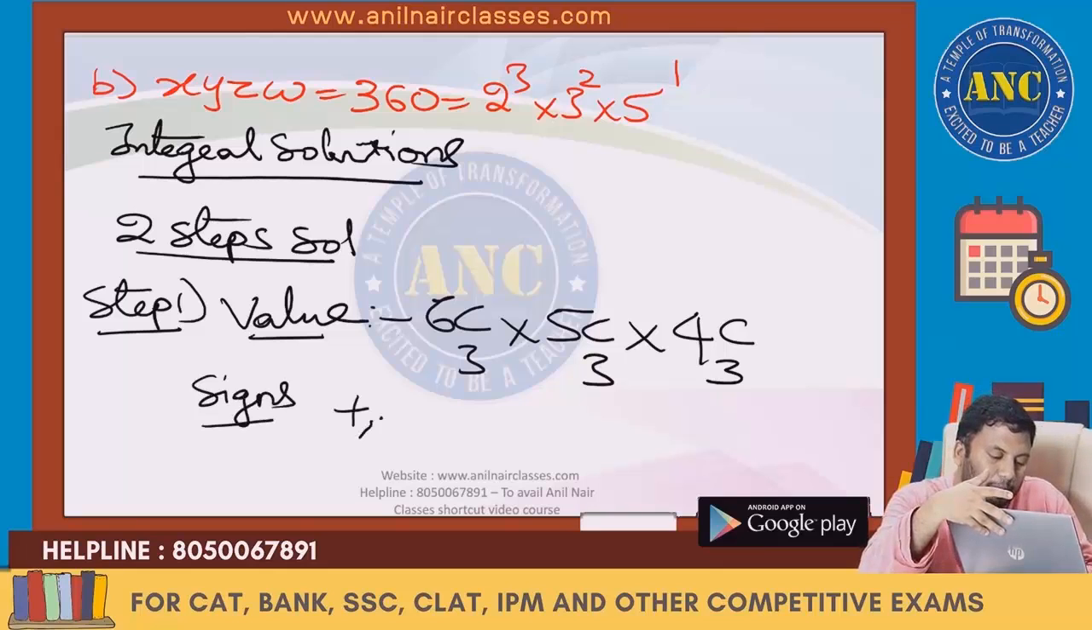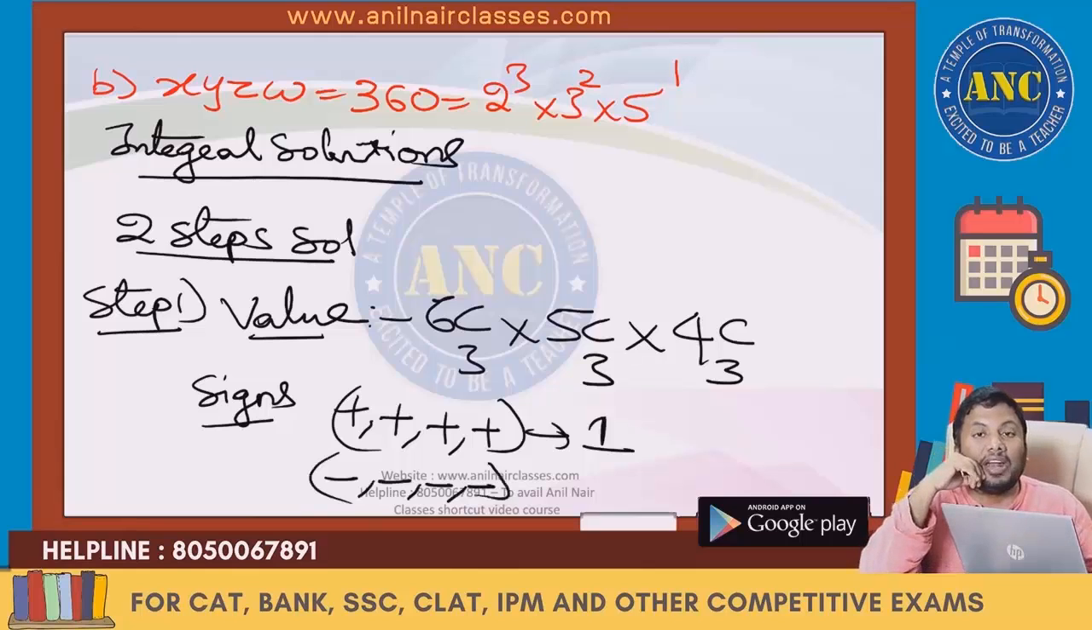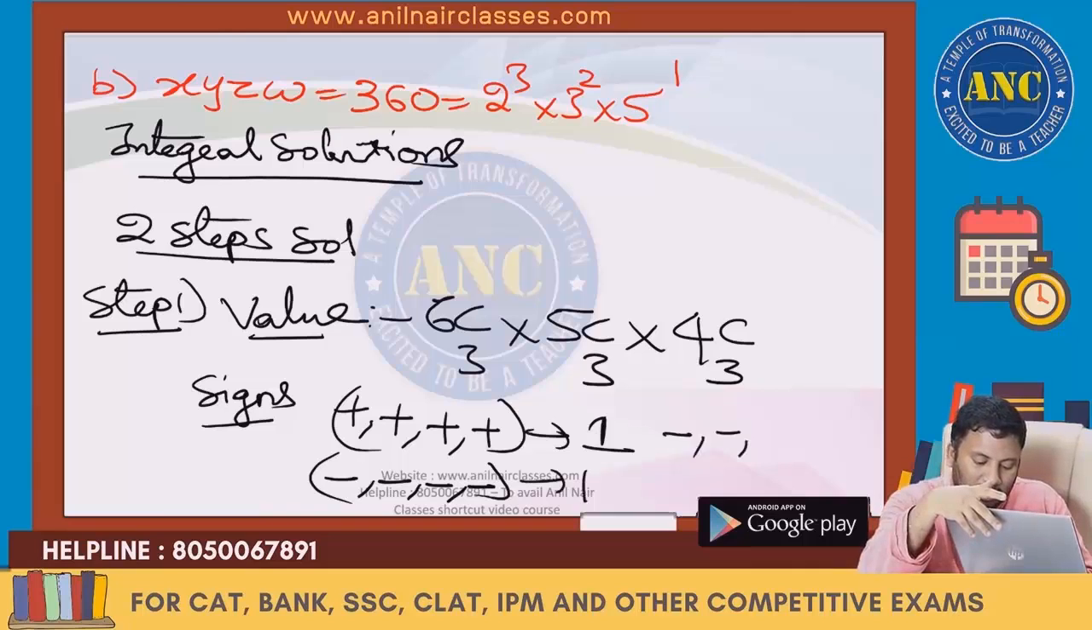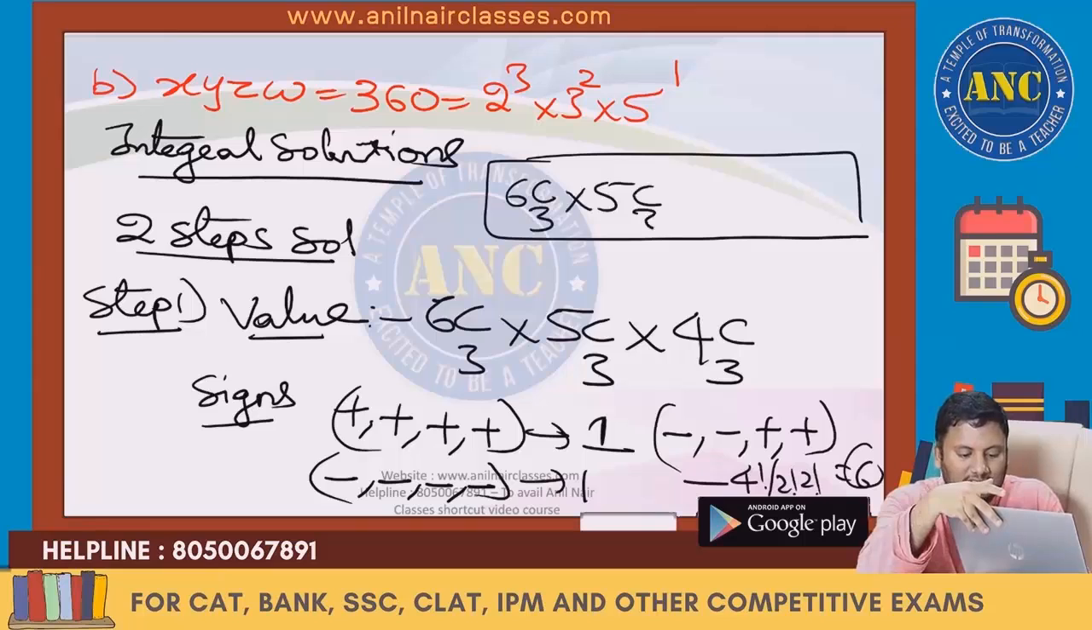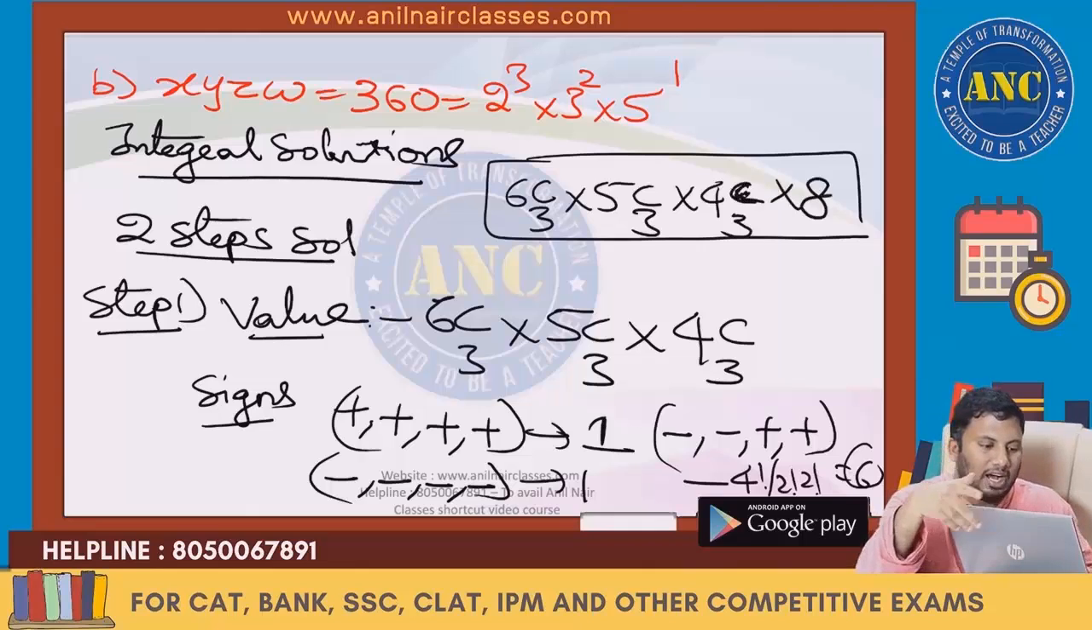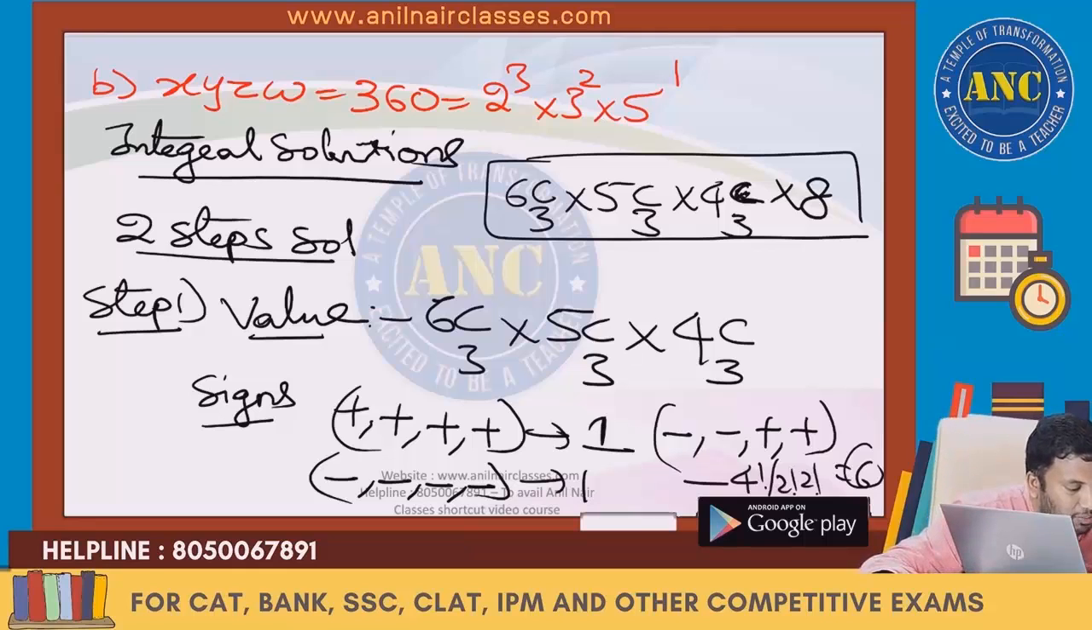When all of them will be positive, one case. Negative, negative, negative, negative. Even number of signs should be there, then only I will get positive, one way. Negative, negative, positive, positive. It is 4 factorial by 2 factorial, 2 factorial, 6. So answer for this question is 6C3 into 5C3 into 4C3 into 8. Any doubts, kindly ask me.